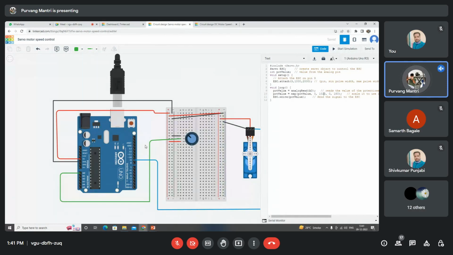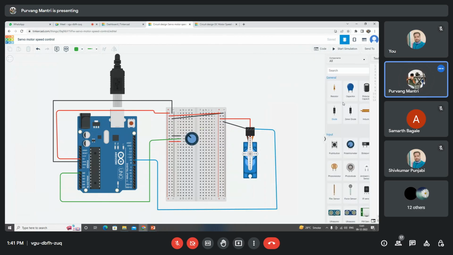And then lastly, we tell the microcontroller to write that particular value, to convert the value into a PWM signal and send it to the servo motor. So let's start the simulation. You can see that as I rotate the potentiometer, the servo motor is going to rotate.